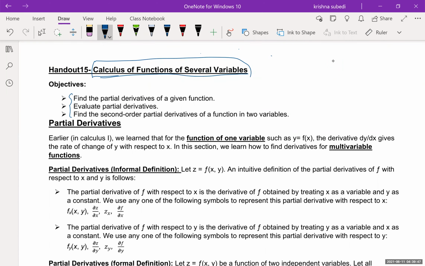By the end of this class, you will be able to find the partial derivative of a given function, evaluate partial derivatives, and also find the second order partial derivative of a function in two variables. So these are the goals for this lesson, okay?